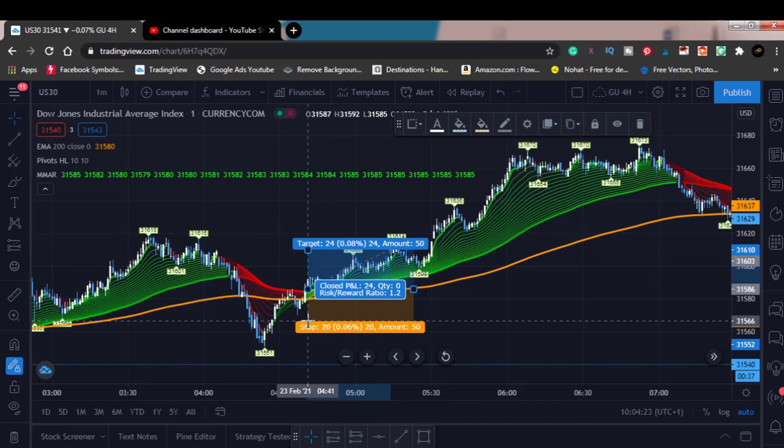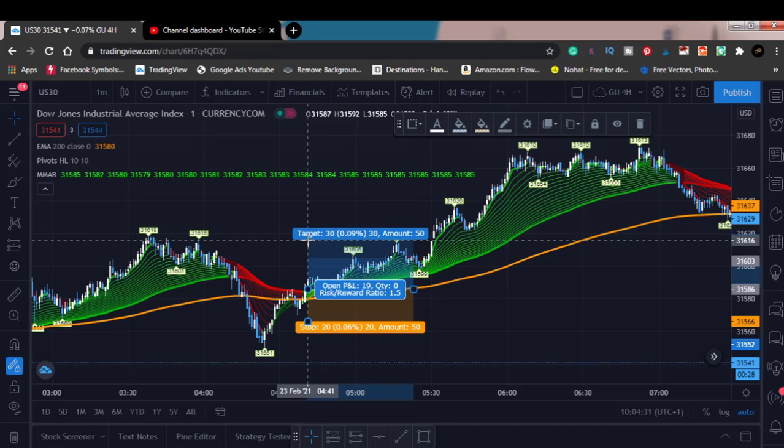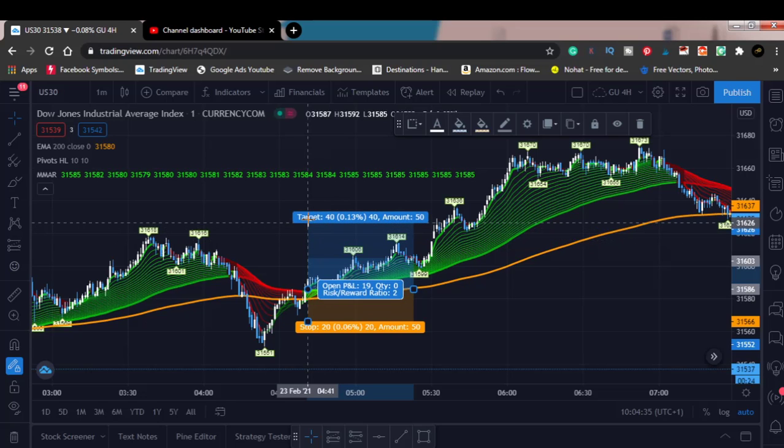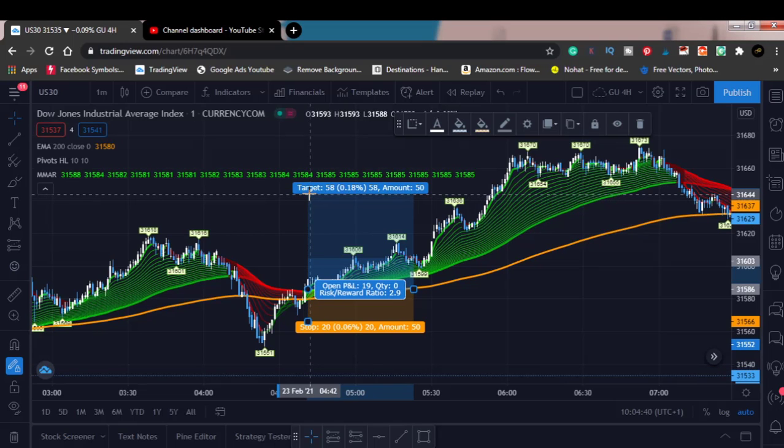Not too close, you don't want to be too close to that. So if we had done that and targeted a 1 to 1.5 win reward ratio, you see, we would have won that for a 2 and would have won that for a 3 also. Okay, so that's the rule, that's how to take the trade.